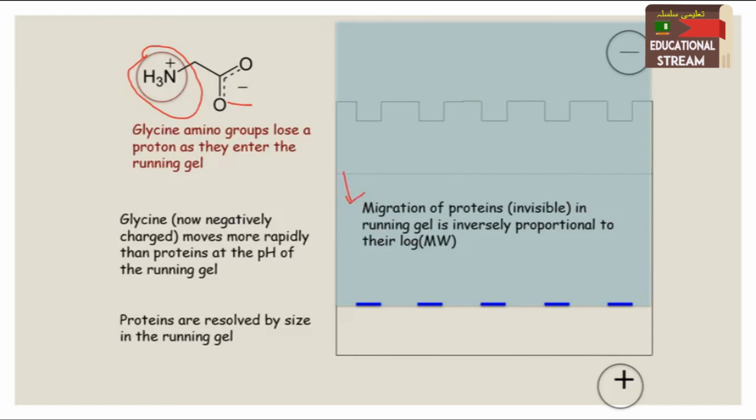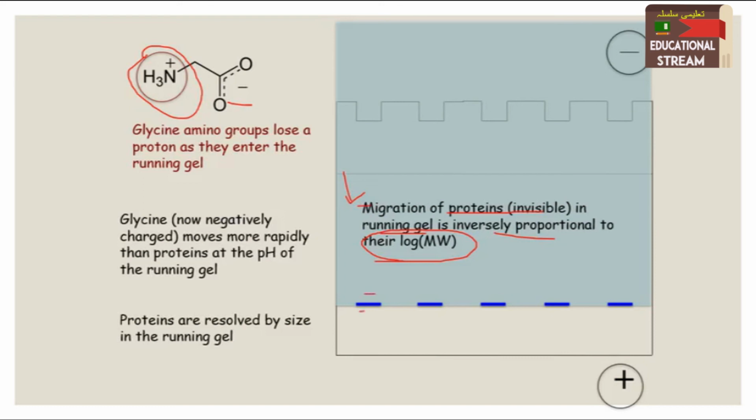Right now glycine movement will be more because of the negative charge in comparison to the stacking gel. Now the glycine has a negative charge, it will move more rapidly than the proteins at the pH of the running gel, and now the proteins will migrate. Migration of the protein is inversely proportional to their molecular weight, because if the protein has more weight it will stay up, and if the protein molecular weight is low it will move down.